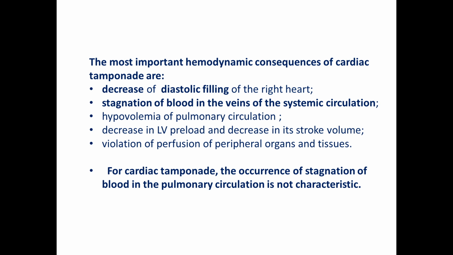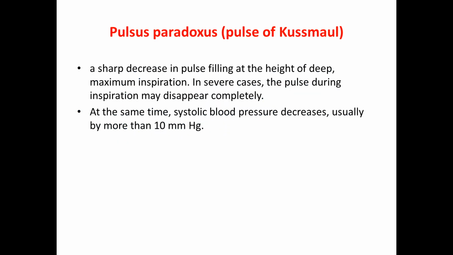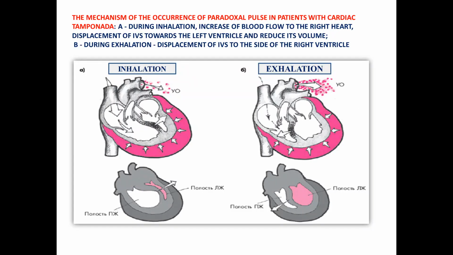For cardiac tamponade, occurrence of stagnation of blood in pulmonary circulation is not characteristic. Pulsus paradoxus, or pulse of Kussmaul, is also characteristic: a sharp decrease in pulse filling at the height of deep inspiration. In severe cases, pulse during inspiration may disappear completely. At the same time, systolic blood pressure decreases, usually by more than 10 mm Hg.